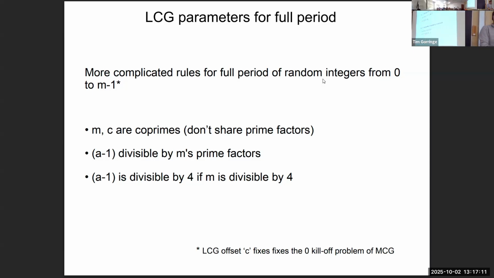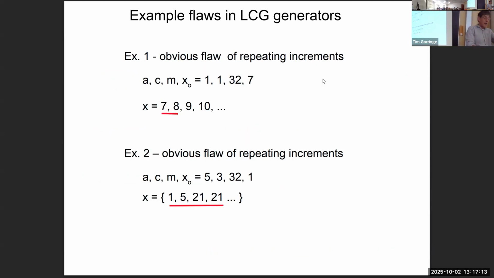And then here were some examples of cases where the wrong choice of parameters in LCG fails. You can get repeating increments of numbers, or you can get trapped in other numbers. The last one is getting trapped in 21. But I really want to turn to the code, I think.